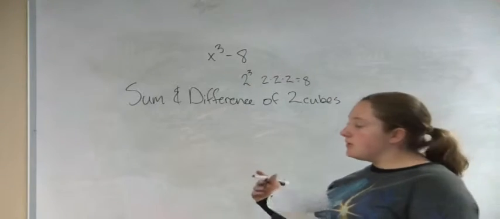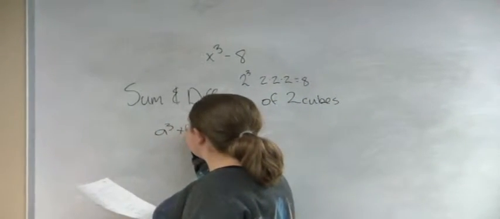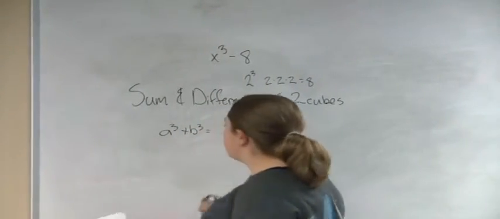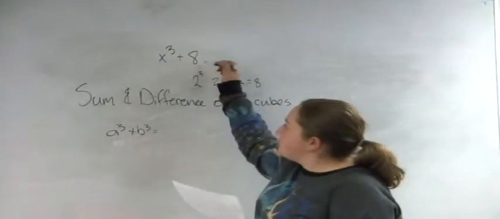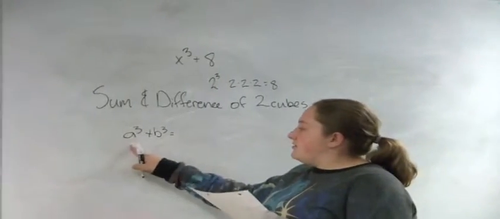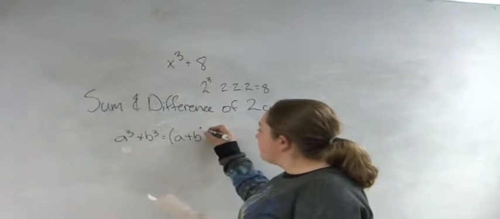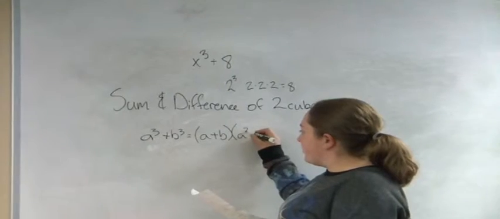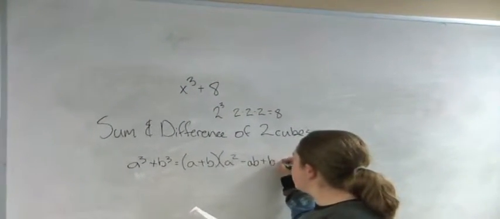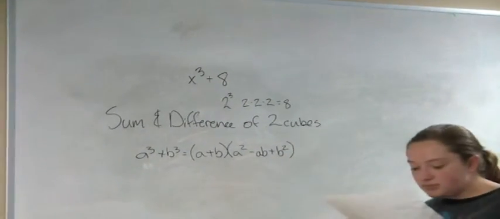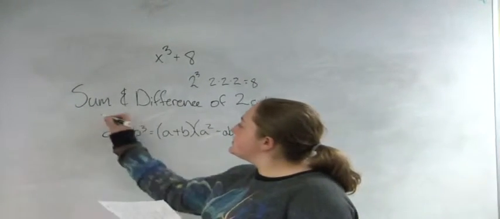Now, the first equation we have is a cubed plus b cubed. So if you have, let's say this was x cubed plus 8, that's a cubed plus b cubed is equal to a plus b times a squared minus ab plus b squared. And that's the equation you can use to solve that. Now, this is the sum equation.